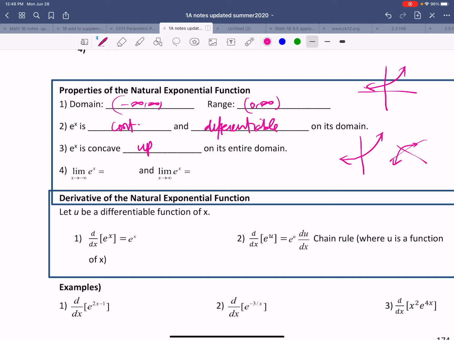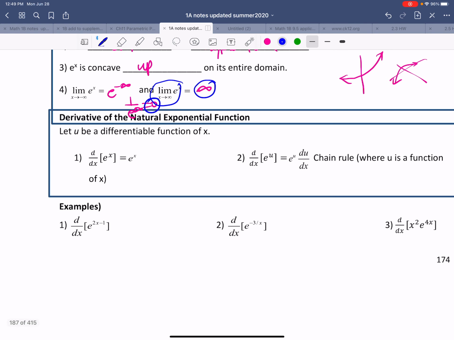The limit as x approaches negative infinity of e to the power x is e to the power negative infinity, which is 1 over e to the power infinity, and that goes to 0. And the limit as x approaches positive infinity of e to the power x is equal to infinity. You can also see from the graph, as x is getting really large, y is getting really large. When x is getting very small, the y values are getting closer and closer to 0.